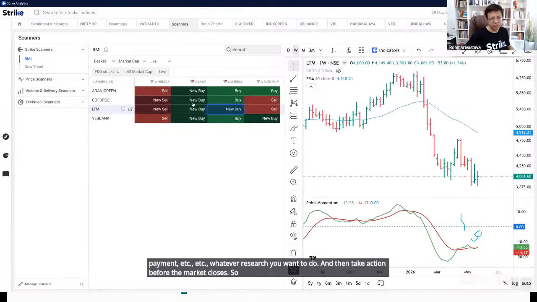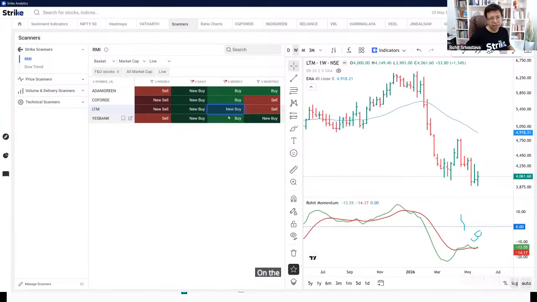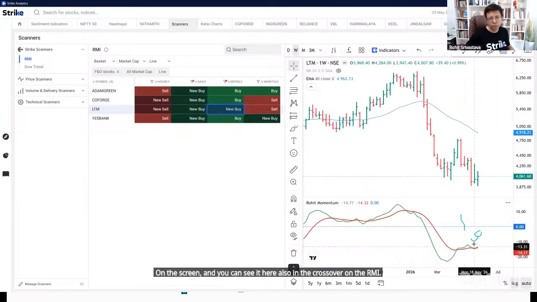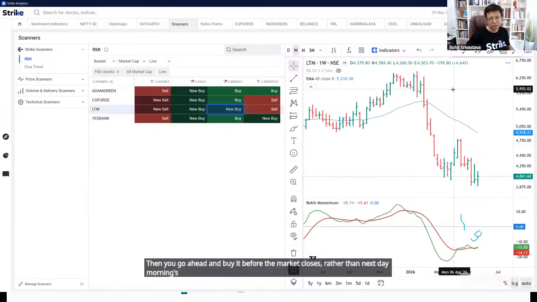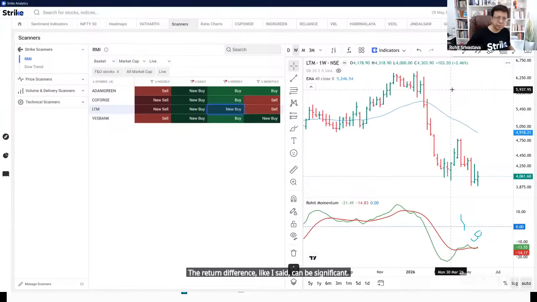So at 3:15, if this buy signal is still around and still showing up on the screen, and you can see it here also in the crossover on the RMI, then you go ahead and buy it before the market closes rather than next day morning's opening, because the return difference, like I said, can be significant. Okay, so that's why I created a live mode that you can actually execute all your trades on the same day. So now we know how to use the RMI.